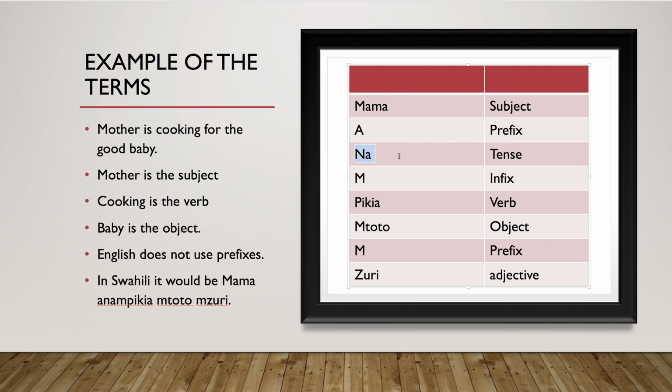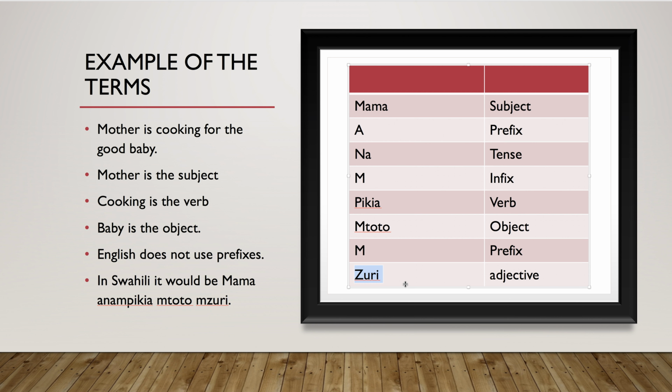This never changes. If you're talking about a sentence in the present tense, it's just going to be na. And then that's going to be your infix. And then pikia is going to be your verb. In this case, actually, the verb for cook is pika, but because there's an extension, it's going to be pikia, which means cook for. Mtoto, object, that is the beneficiary of the action of cooking, and then the infix represents the mtoto in the verb.